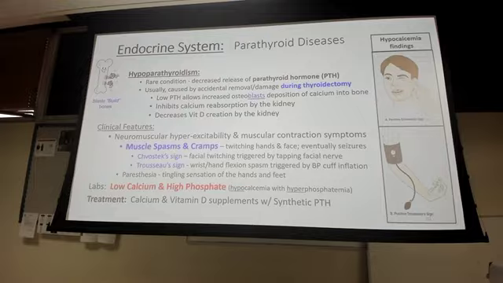Now I told you, essentially it's the opposite of hyperparathyroidism. With this one, you're going to have low calcium, but you're going to have a high phosphate level. You're going to have hypocalcemia and hyperphosphatemia. The way we treat this, we give calcium, vitamin D, and we can actually give them synthetic PTH. We have medications that act as PTH. We can give this to our patients. Ideally, we don't destroy the parathyroid glands, but if we do by accident, we can treat it.